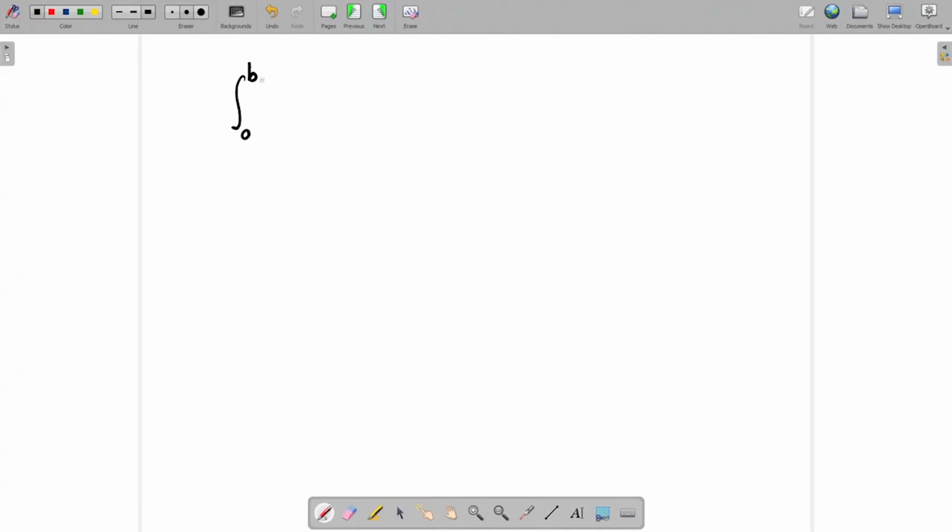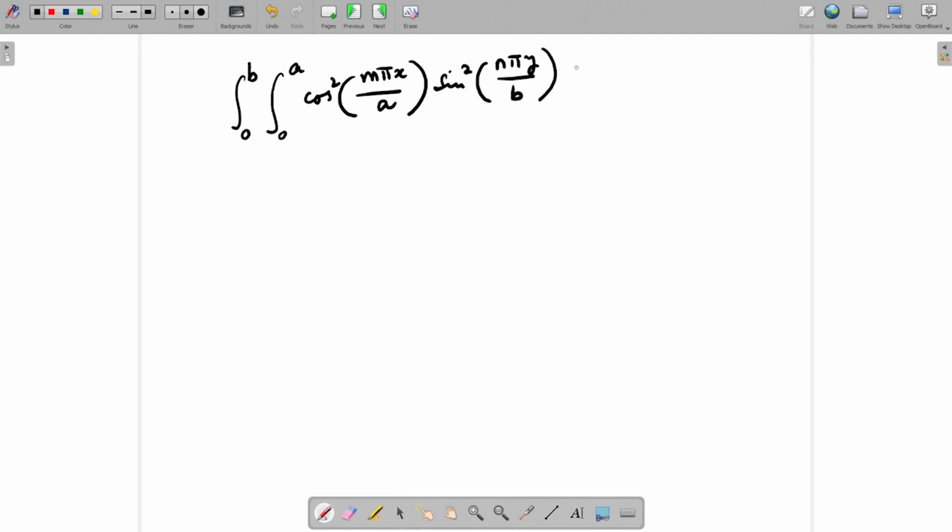This integral 0 to b 0 to a cos square m pi x by a sin square n pi y by b dx dy is a b by 2 if m equal to 0 and n not equal to 0 and is 0 if n equal to 0.